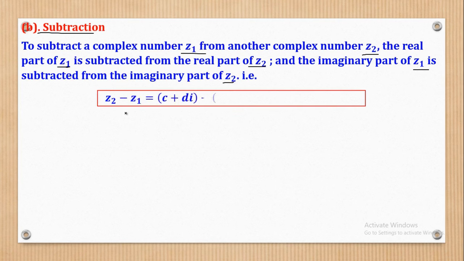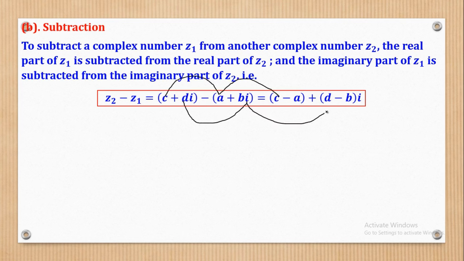Therefore, if I have z2 minus z1, I'll first write my complex number z2 and also the complex number z1. Note that we are using brackets. These brackets are very vital, because if you remove them, the signs may confuse you. So what I'm doing is I'll subtract this minus this, which gives you the real part, and this minus this gives you the imaginary part. Don't forget the i here.